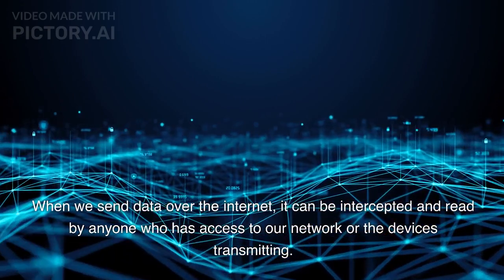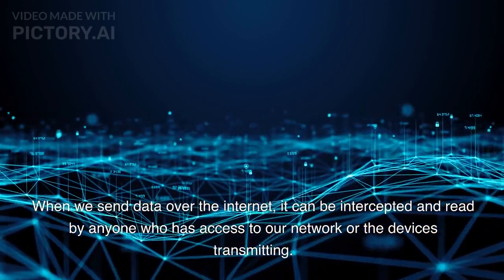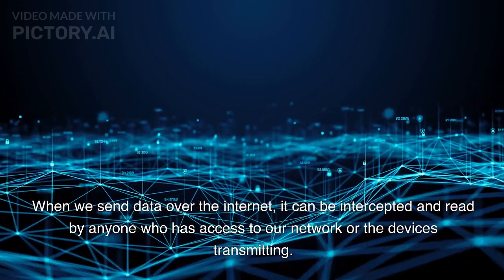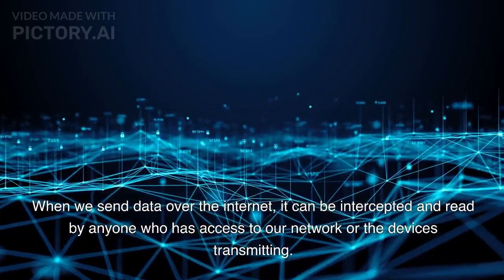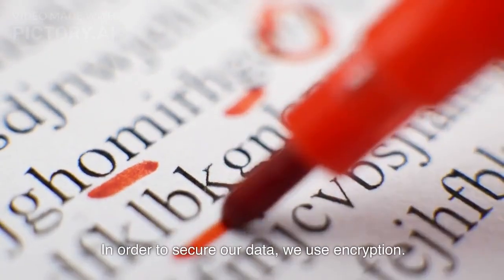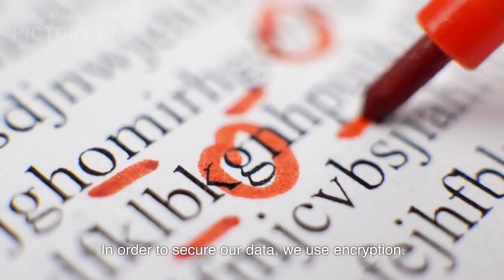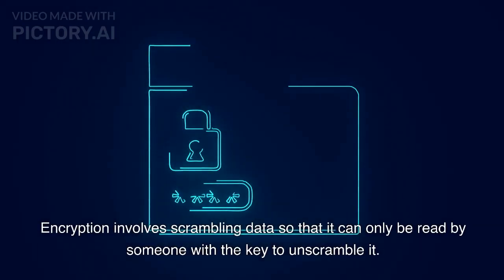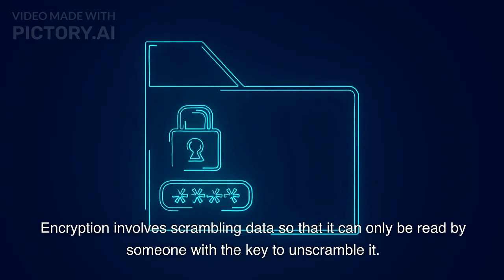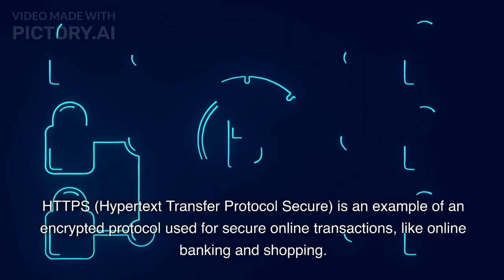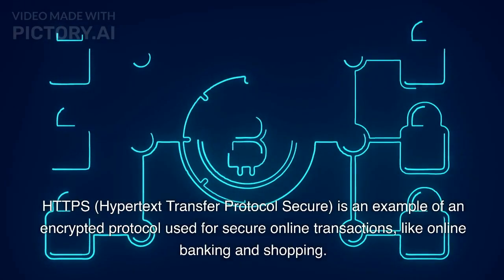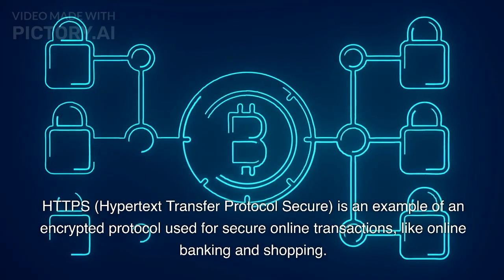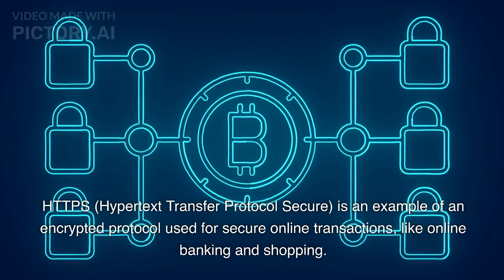Finally, let's talk about security on the internet. When we send data over the internet, it can be intercepted and read by anyone who has access to our network or the devices transmitting. In order to secure our data, we use encryption. Encryption involves scrambling data so that it can only be read by someone with the key to unscramble it. HTTPS, Hypertext Transfer Protocol Secure, is an example of an encrypted protocol used for secure online transactions, like online banking and shopping.